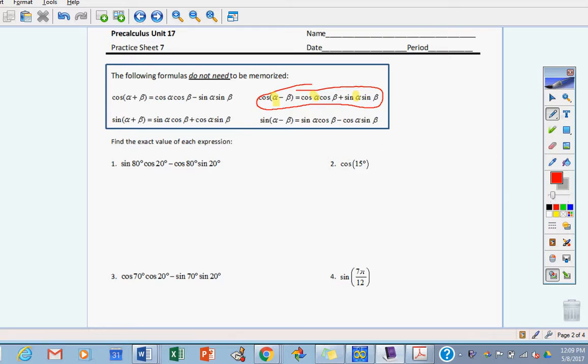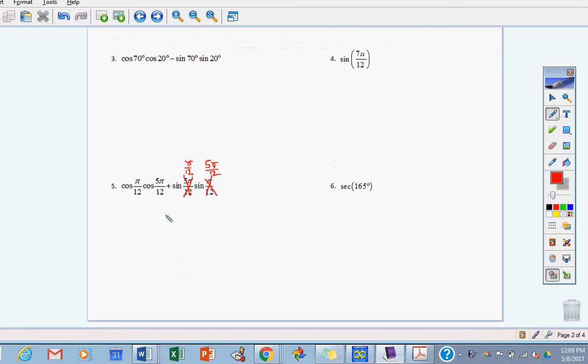Now, I got to tell you first about number 5. I made a little typo on this sheet. It technically doesn't matter because you could switch these anyway since it's multiplication, but I did not intend for that to happen. I intended for this pi over 12 to be right here and that 5 pi over 12 to be right there. Okay, so before you start trying to understand this problem, just know that.